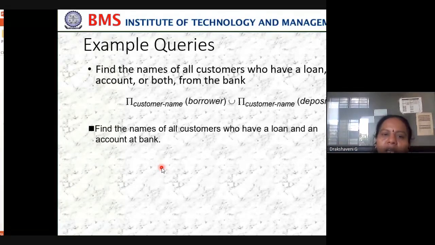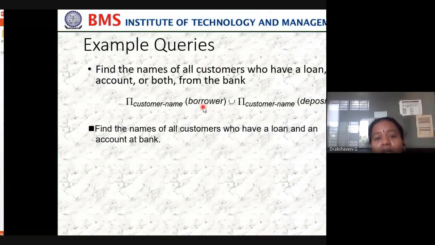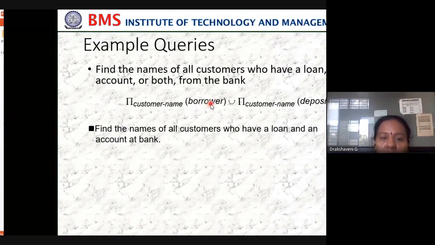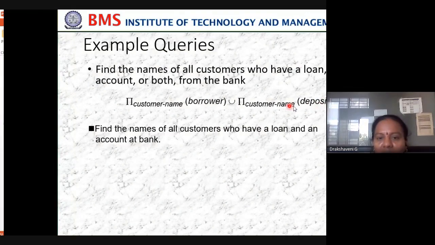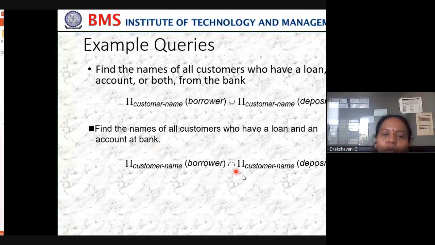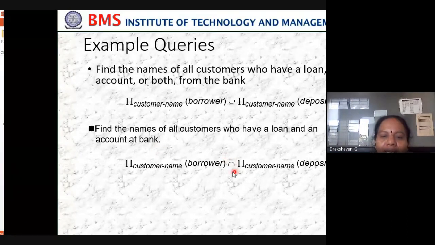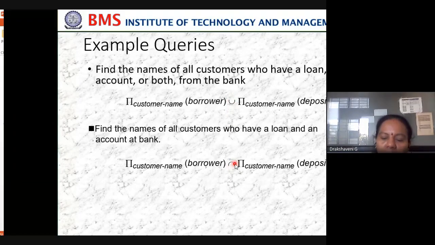How should we write this? We want to know in which table we get the account number, in which table the loan, and in which table the deposit. Then using union, we use these two and fetch the customer name. In the same way, find the names of all customers who have a loan and an account at the bank. Then what do we do? We want both, so we use intersection. This is the union example and this is the intersection example.